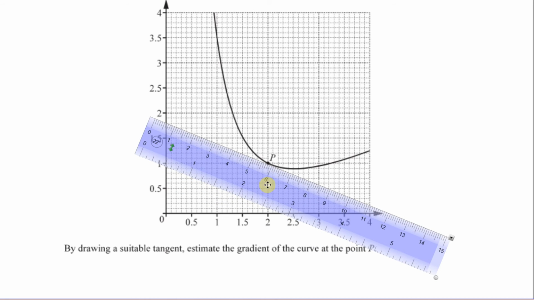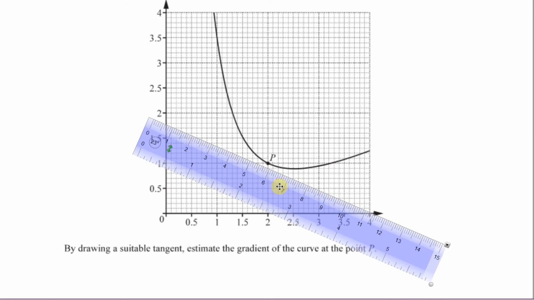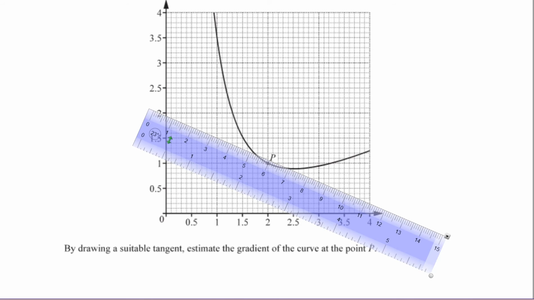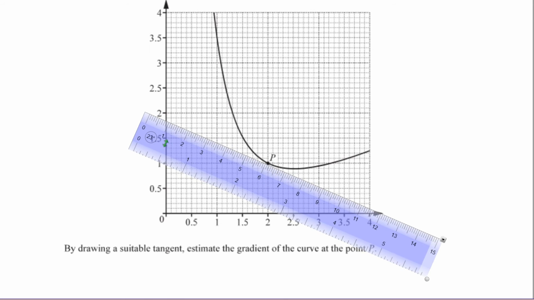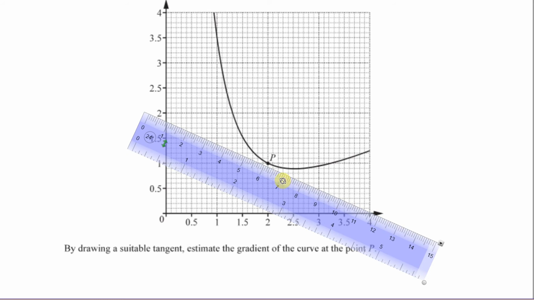It's still touching slightly below P. Still touching slightly below P. Needs a slight more adjustment. I think that is good. That's a bit better. Okay, try and be as accurate as you can. They don't expect perfection, but something like that seems fine to me.